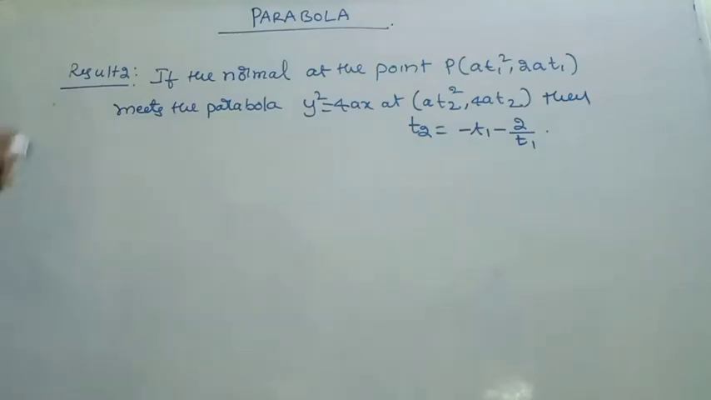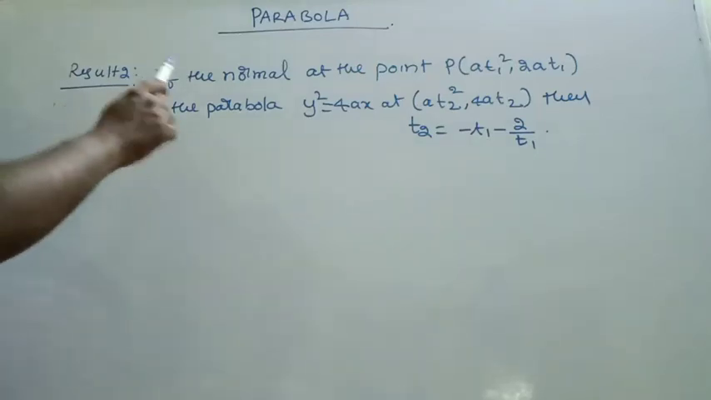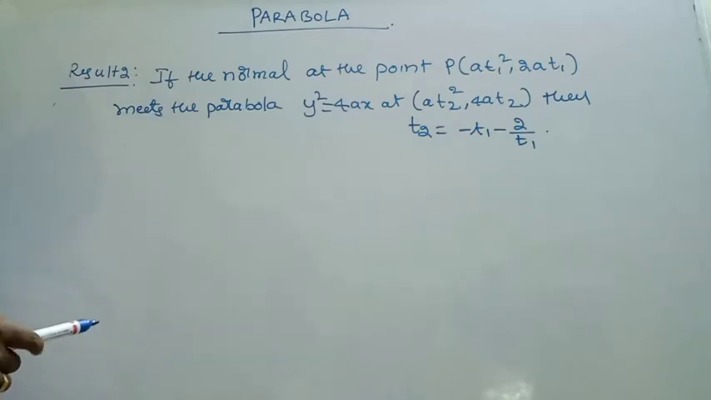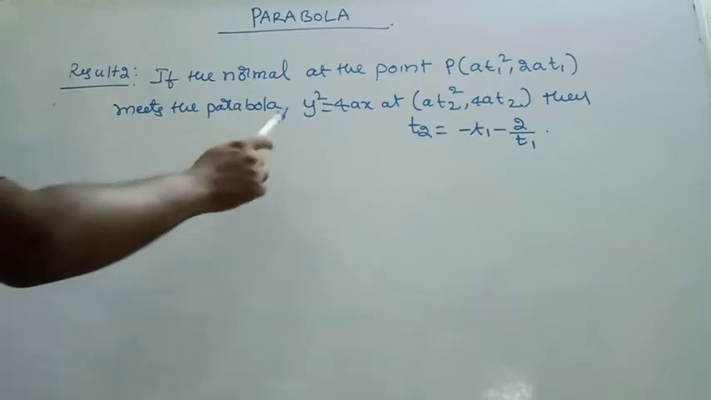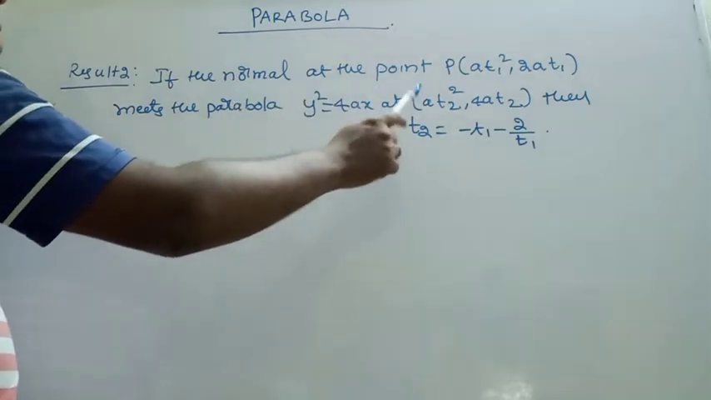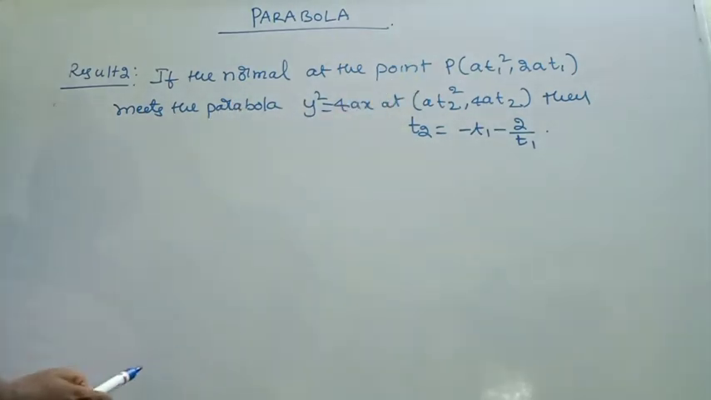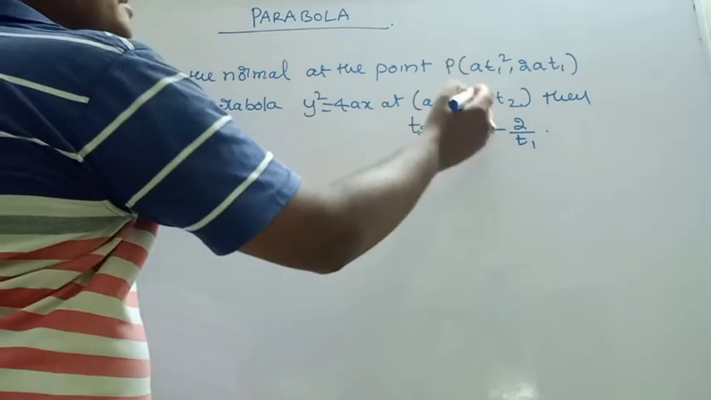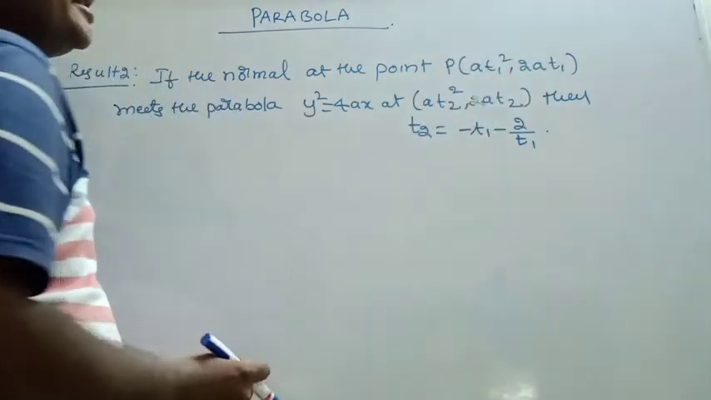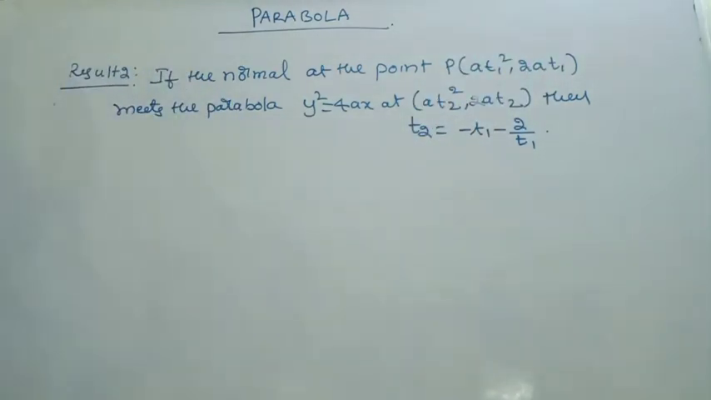Now we have one more important result. If the normal at the point P(at1², 2at1) meets the parabola y² = 4ax at Q(at2², 2at2), then t2 = -t1 - 2/t1. This is what we are required to prove, my dear students.